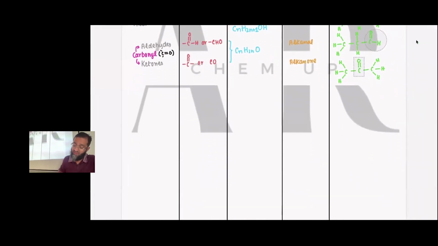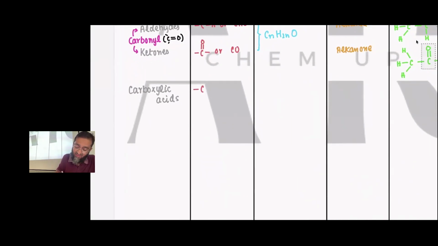Okay. Now after this, the next we have carboxylic acids. So the functional group in the carboxylic acid is a C double bond O, but that C double bond O is bonded to a hydroxyl group OH, or it can be written as COOH, or it can be written as CO2H as well.